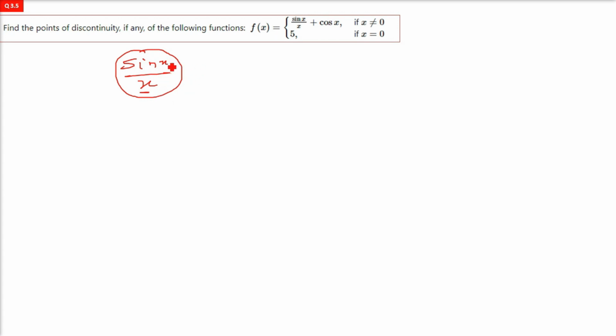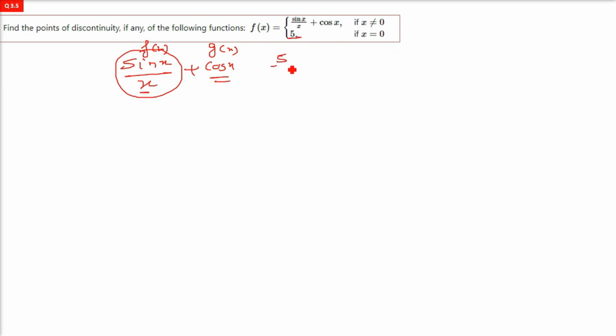When you add two continuous functions, that is cos x and sin x by x, in turn they will also be continuous. Okay? So cos x and sin x by x by themselves are continuous. So assume these as separate functions, or you can call it three functions, fx, gx, and rx: sin x, x, and cos x. They all are continuous by themselves.